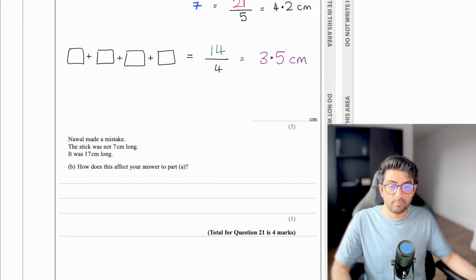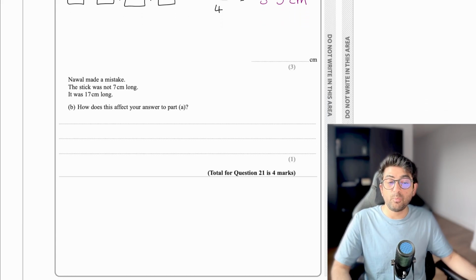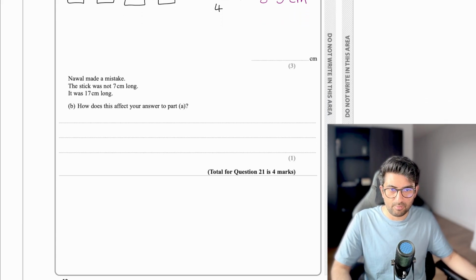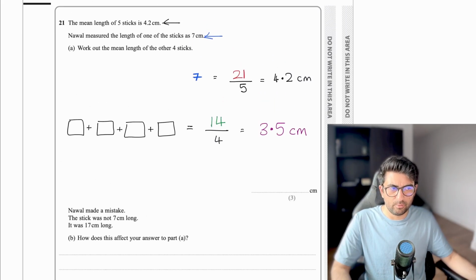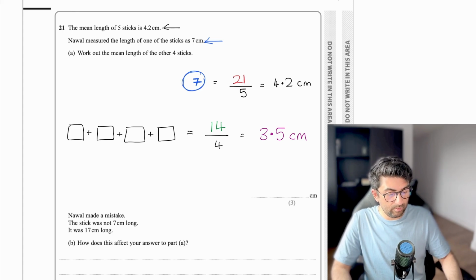Okay, let's keep going. Nawal made a mistake. The stick was not 7 centimeters long. It was 17 centimeters long. How does this affect your answer to part A? Well, let's take a look. So they're saying that he made a mistake here. Let's put our 4 boxes back in.